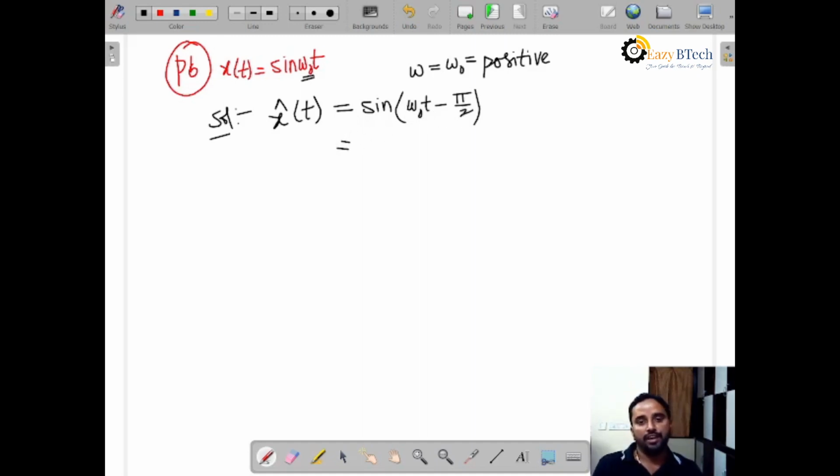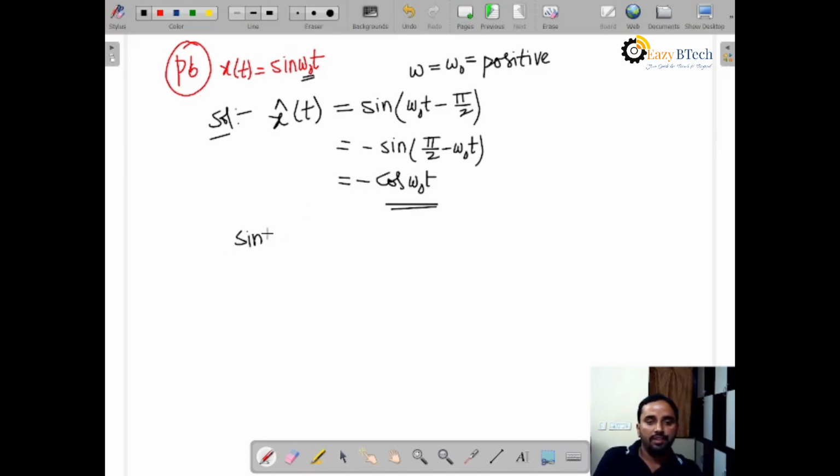Right? So we can take minus common, then sine of pi by 2 minus omega naught t. Sine of 90 minus theta is cos theta. So cos omega naught t. So finally, the Hilbert transform of sine omega naught t is equal to minus cos omega naught t. Right? So this is very simple.